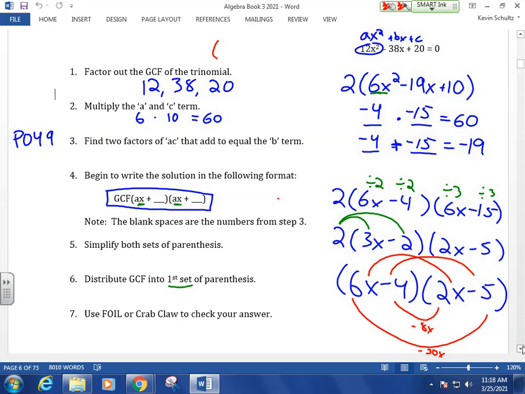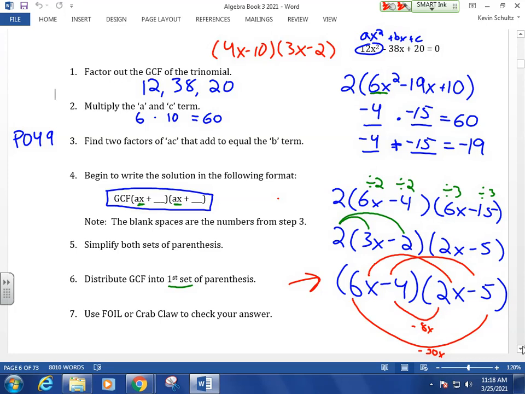Right, but how about this step here, where you have your 2 before you checked it? Okay, 4x minus 10, 3x minus 2. And he got that because he put his 6x minus 15 first before the 6x minus 4.